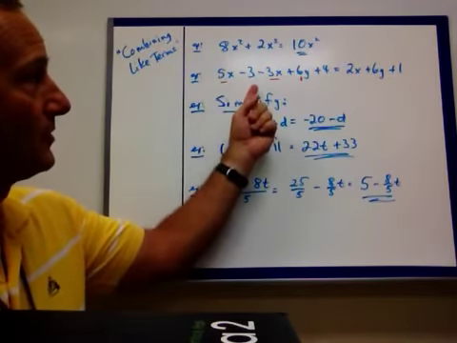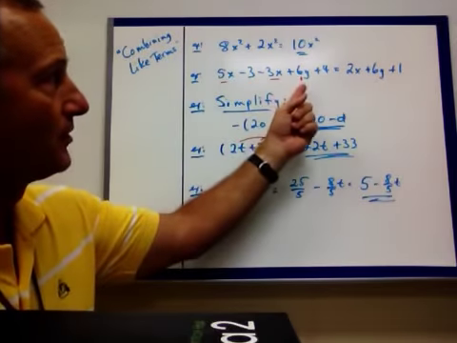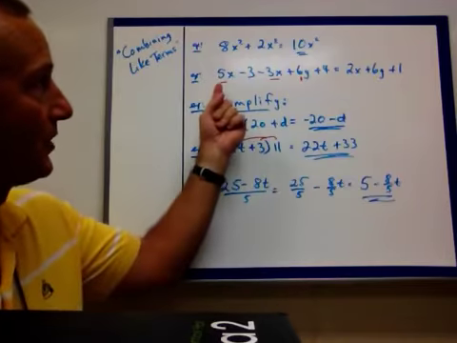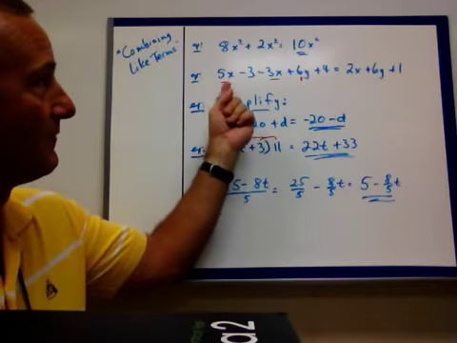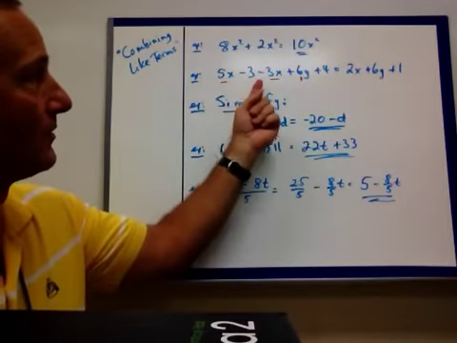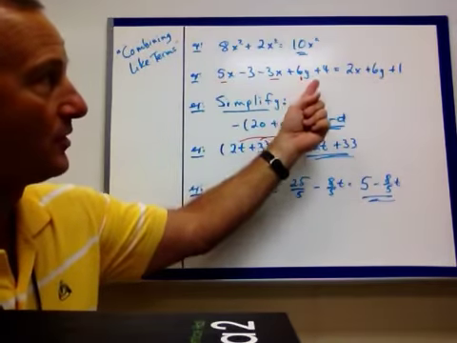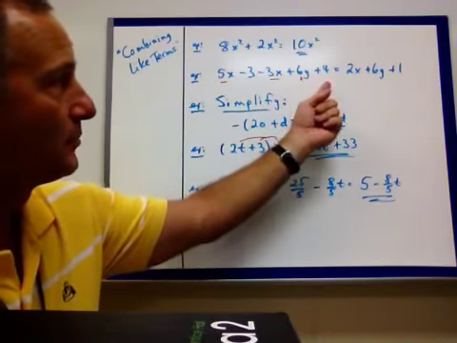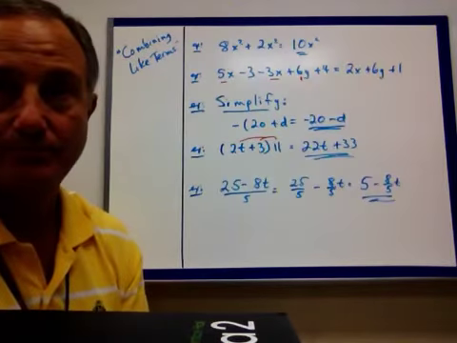5x squared minus 3x plus 6y plus 4. Combine like terms. Your x's, I started with those. I have 5 minus 3 x's, so I have 2x's. Then I went to my y's, I have just a plus 6y. And then my constants, minus 3 plus 4 is plus 1.